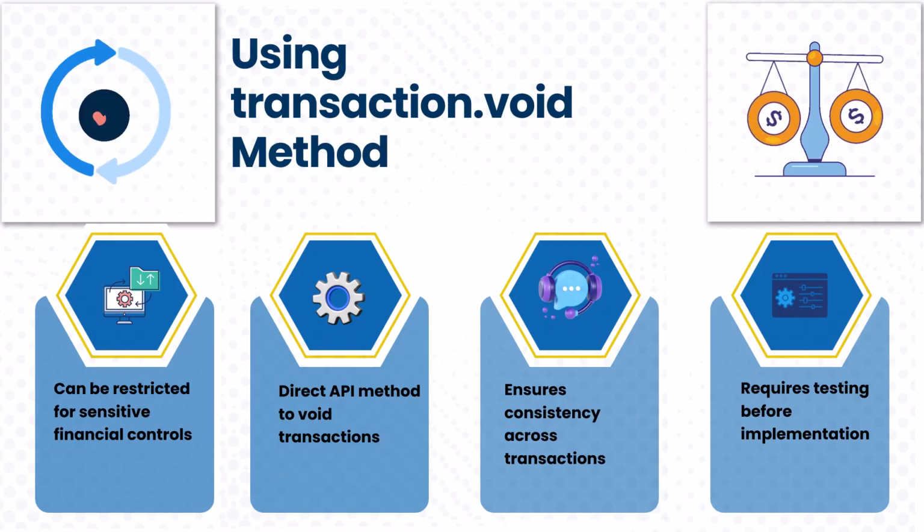The transaction.void method, a straightforward approach to canceling transactions. It keeps things uniform. But just because you have a hammer doesn't mean everything should be treated like a nail. Sensitive financial controls may limit access to this feature. And before you hit that execute button, test it. Because once it's voided, there's no magical undo button.